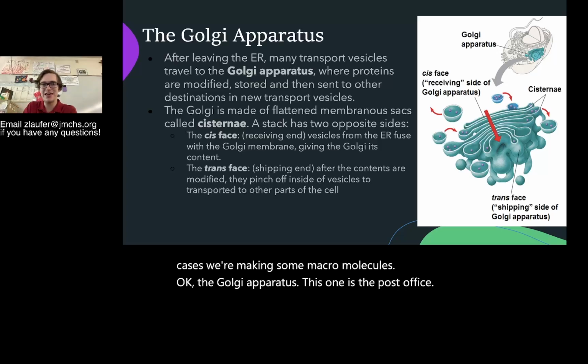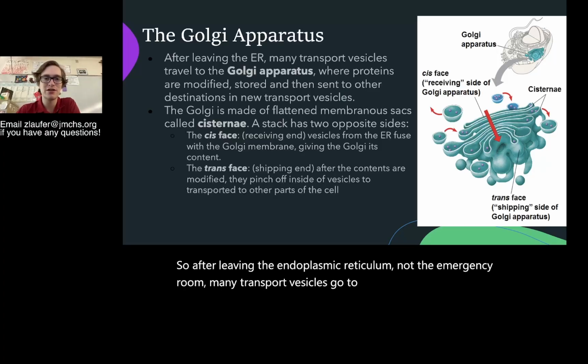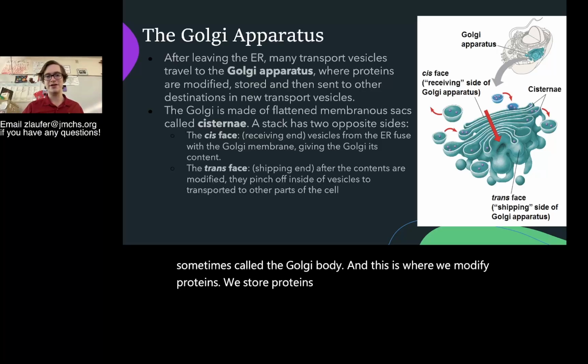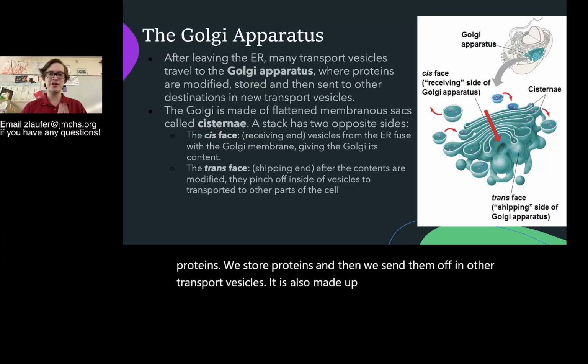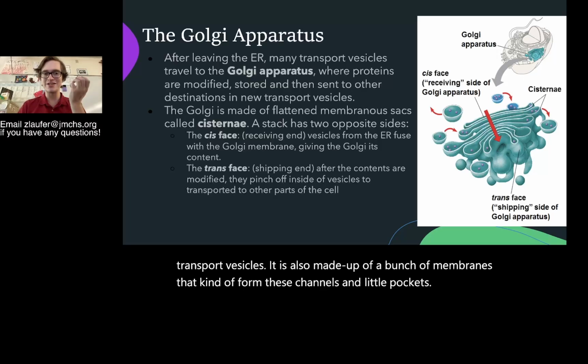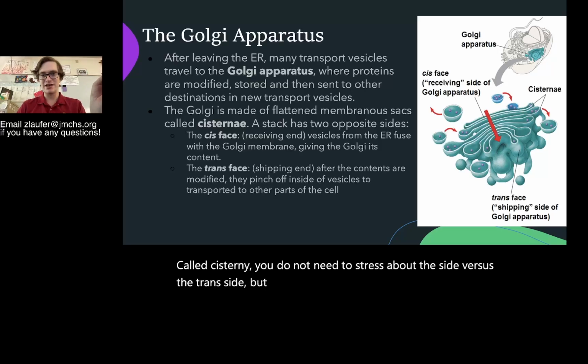So after leaving the ER, the endoplasmic reticulum, not the emergency room, many transport vesicles go to the Golgi apparatus, sometimes called the Golgi body. And this is where we modify proteins, we store proteins, and then we send them off in other transport vesicles. It is also made up of a bunch of membranes that kind of form these channels and little pockets called cisternae.